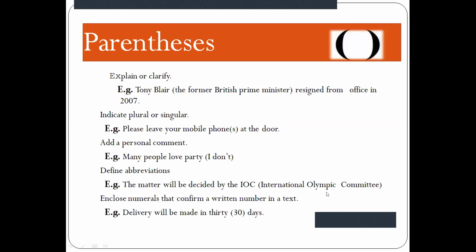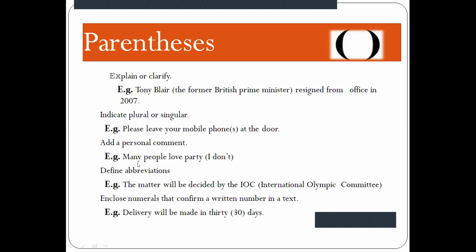The next one is the parenthesis. The other one we saw was the square brackets, and this is the parenthesis, the one we usually use in English. To explain or clarify: Tony Blair, the former British Prime Minister, resigned from office in 2017. Actually, they almost do the same role. To indicate plural or singular: please leave your mobile phone(s) at the door. It might be one or two, so not sure, you add s in brackets.